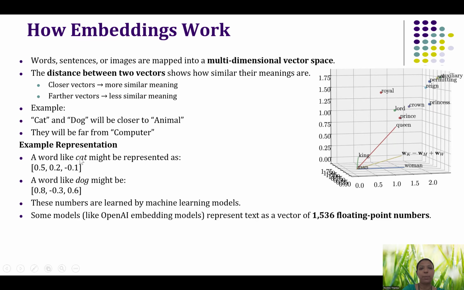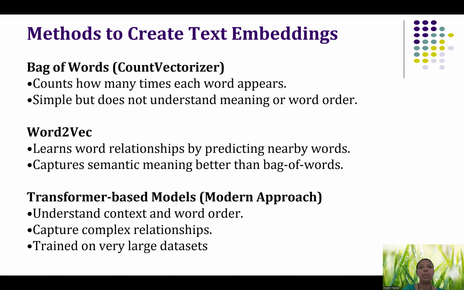So here is a simple example. If we represent this cat with a vector of this kind and the dog with this kind, if you match each and every number, they are almost close to each other. So we can understand they are close to each other. So this is a simple example. There are many methods available to create this embedding.